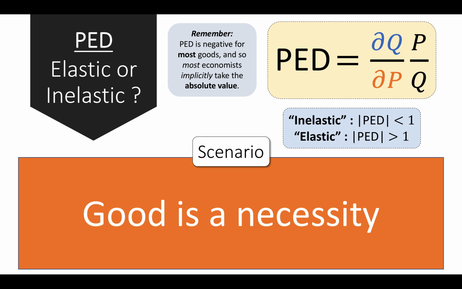But regardless of the reason, if you're not thinking about price, we always say it's what? It's inelastic. If you're not considering price, then that means price is not going to make any difference on quantity. And if price doesn't make a difference on quantity, then it's inelastic. And what we mean by that is the absolute value of the PED is less than 1.